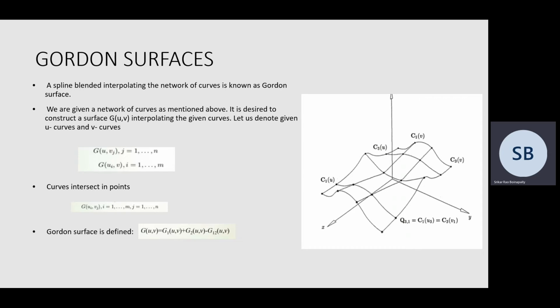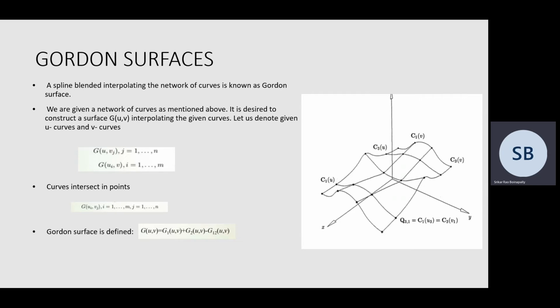Coons surfaces are spline blending interpolating the network of curves, known as a Coons surface. In a Coons surface, we are given a network of curves as you can see over here. It is decided to construct the surface G of u, v interpolating the given curves. Let us denote the given curves as u curves and v curves. The u curves are represented from 1 to m and v curves are represented from 1 to n.